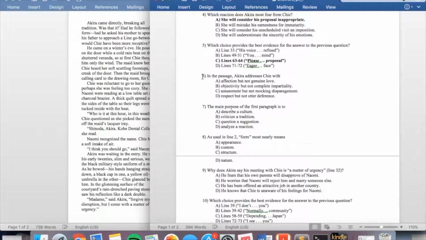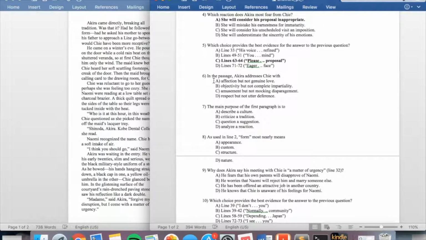All right, question 6. "In the passage, Akira addresses Chi with," etc. So this is a great example of one of those questions whose answers are structured very, very similarly. All of the answers here have X but not Y, structured the exact same. And so they have two parts to them on either side of this "but not." And so what we're looking for here is to see if the answer has correct pieces on both sides, not just on one side. So that'll be the correct answer.